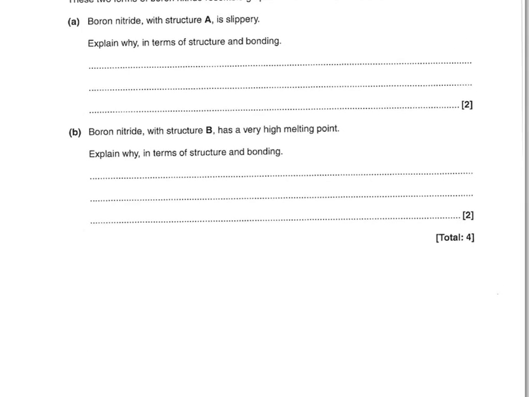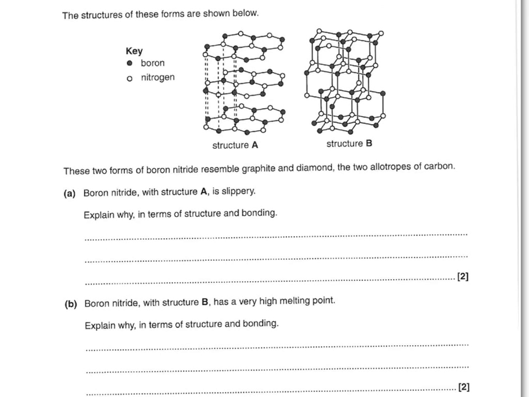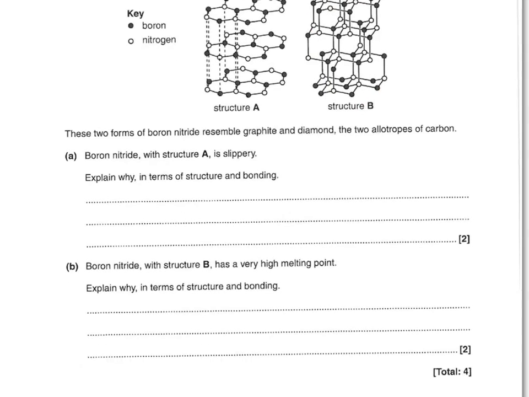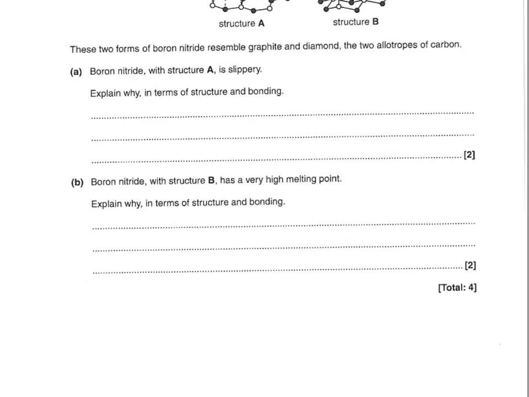Boron nitride with structure B has a high melting point. Explain why in terms of structure and bonding. So that one is more like diamond. So you're going to answer it as if it's diamond. So you just say there's a large number of strong bonds for the 1st mark, and that needs lots of energy to break for the 2nd mark.